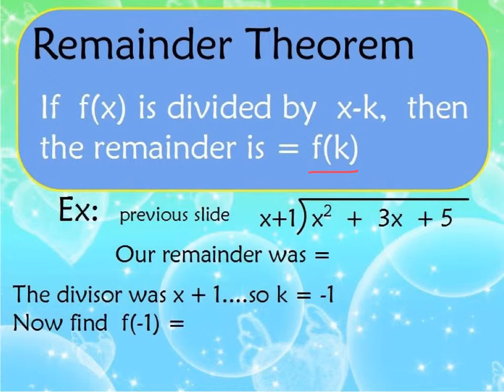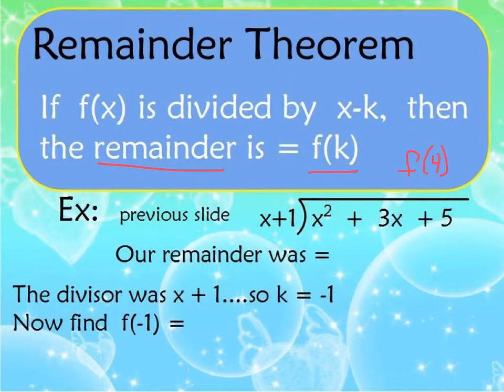Remember what f of k means. It means that you take that number and you just plug it into the function. So like if you had f of 4, you would just plug 4 into the function, see what you get back. Well, this is saying that if you plug that in, what you get back is the remainder.